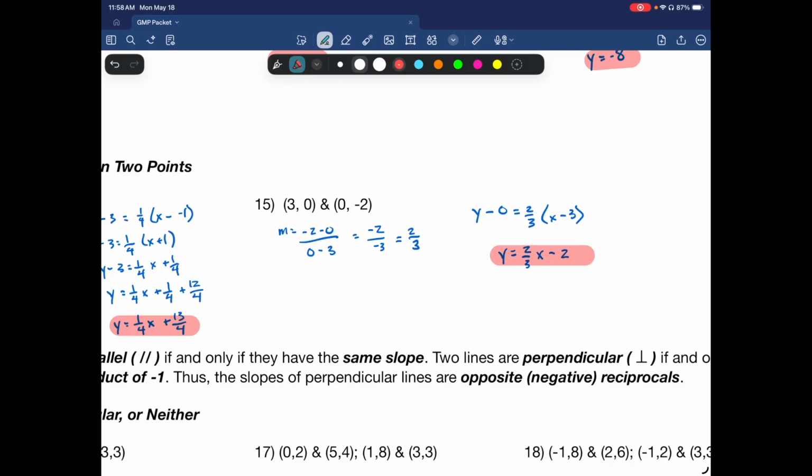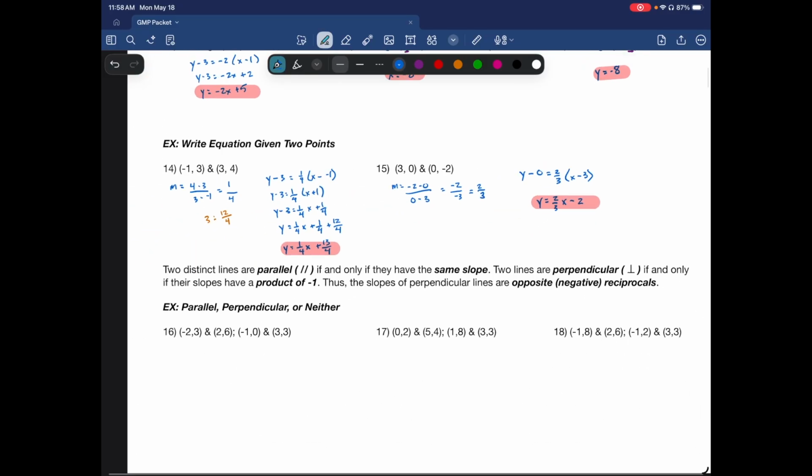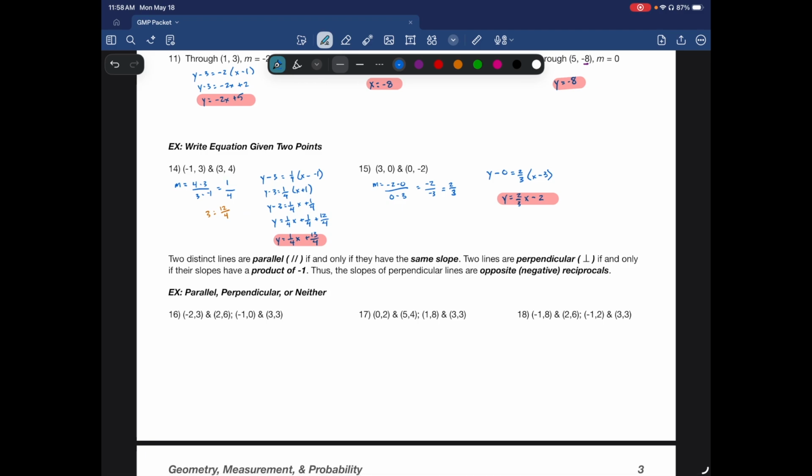Okay, now, last topic in this section. Two distinct lines are parallel if and only if they have the same slope. Two lines are perpendicular if and only if their slopes have a product of -1. Thus, the slopes are negative or opposite reciprocals. Okay, so the easiest way to do that is if they have the same slope, they're parallel. If they don't have the same slope, you check to see if the slopes have a product of -1, and if they do, then it is perpendicular. If they're not the same and they don't have a product of -1, it's neither.